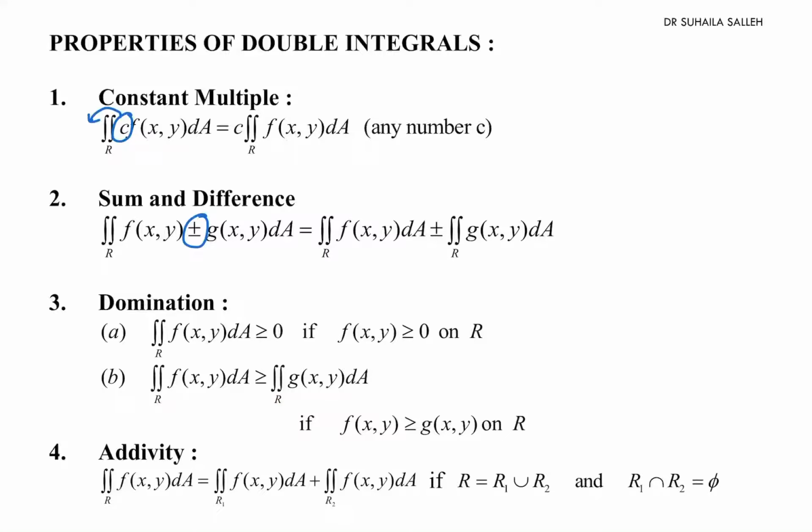Alright. And the last property is additivity. Right? If we have integration under a region R, right? So that R, if we can split that into two, yeah, if you recall, we did union there. If R is R1 union R2, therefore you can split that into two integrals here.